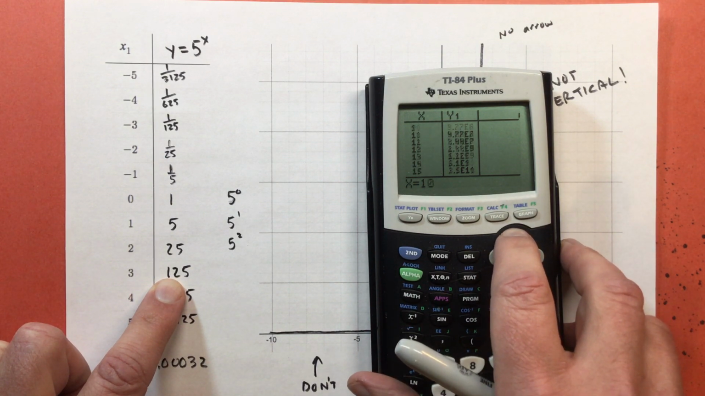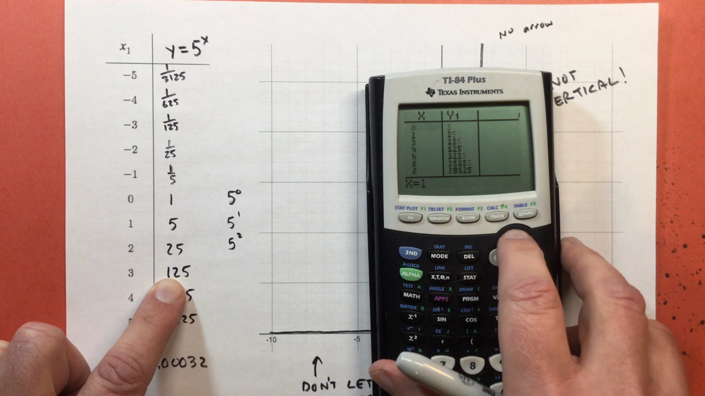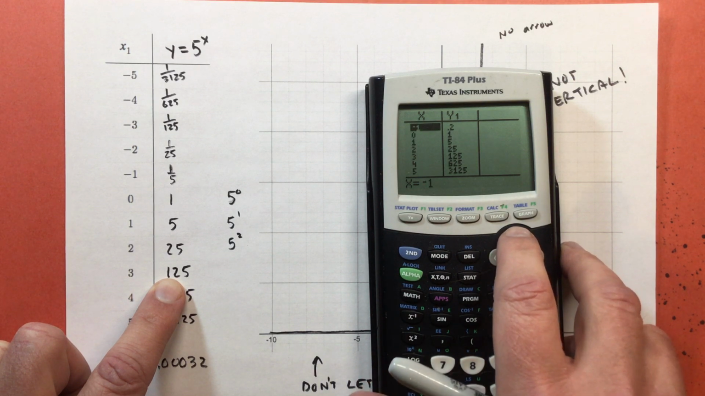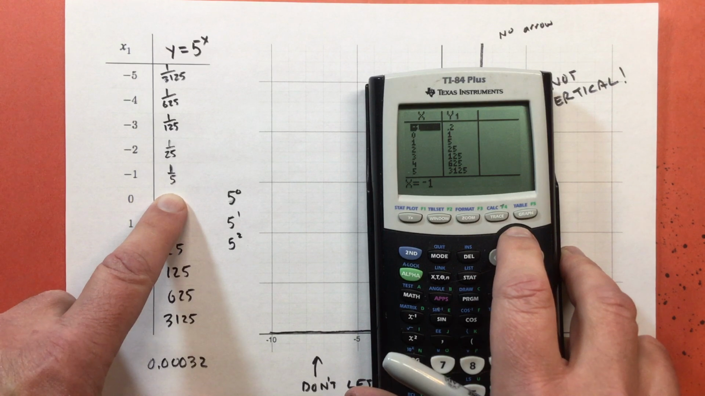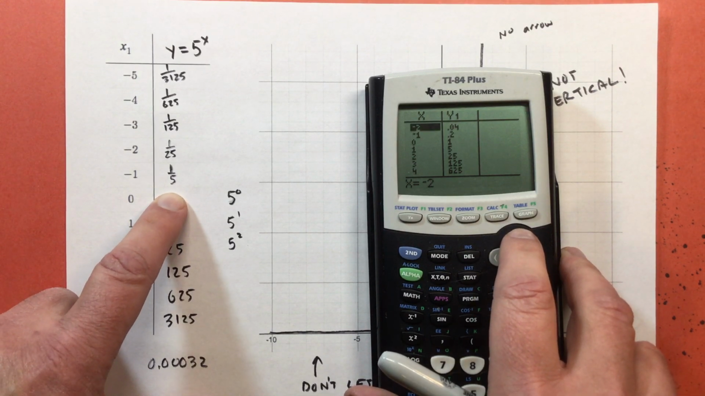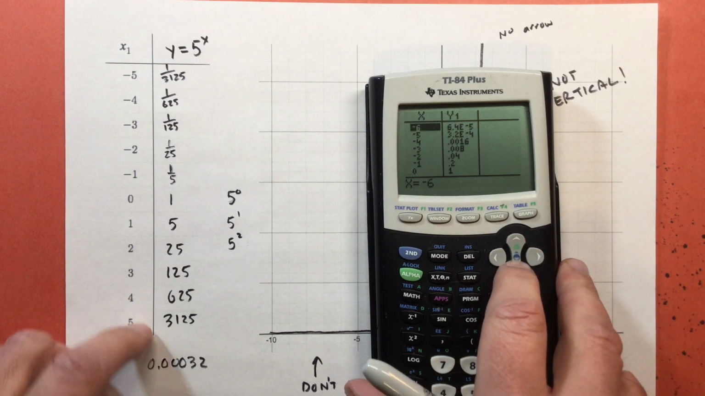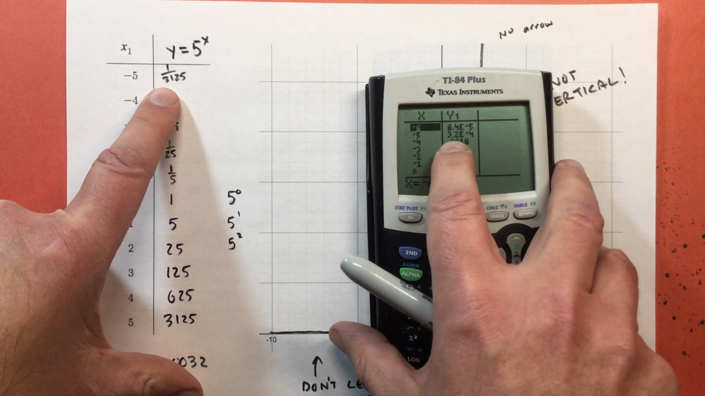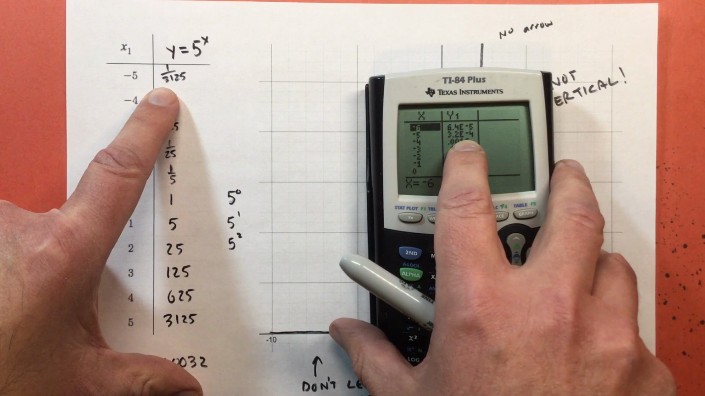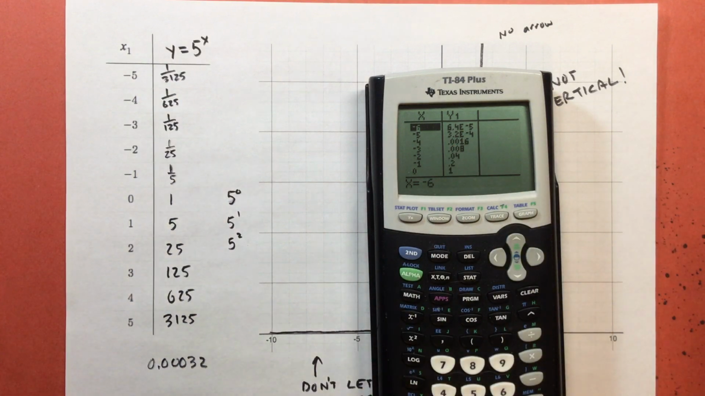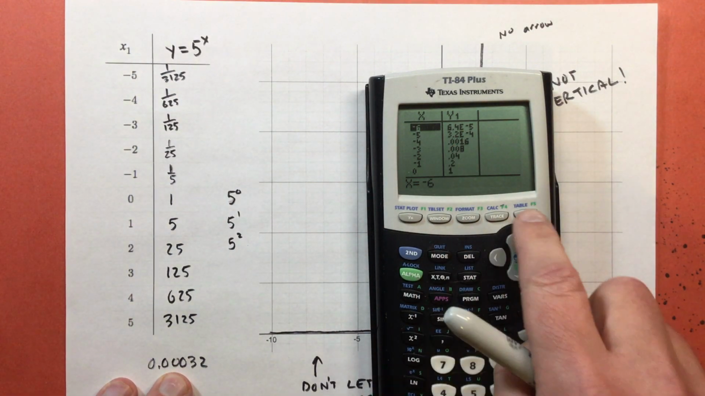That's a big number. And if I go the other direction, here's 0, which gives me 1. 0.2 is the decimal form of 1 over 5. 0.04 is 1 over 25. And then they keep going. And then, where was I? At negative 5. There's my 3.2 times 10 to the negative fourth power. Okay, we got that. But let me show you the graph.